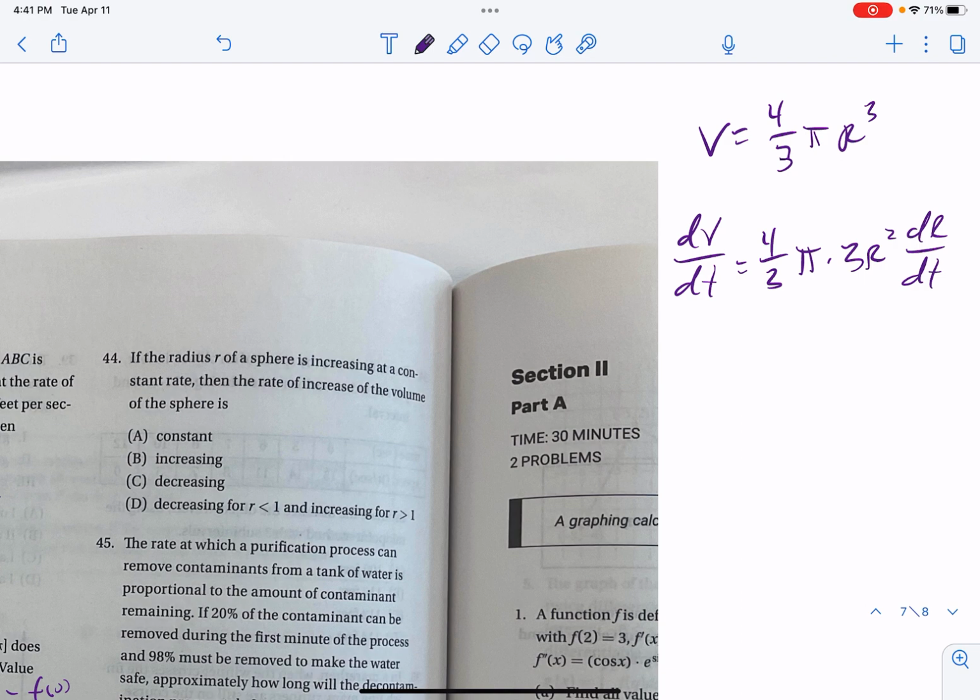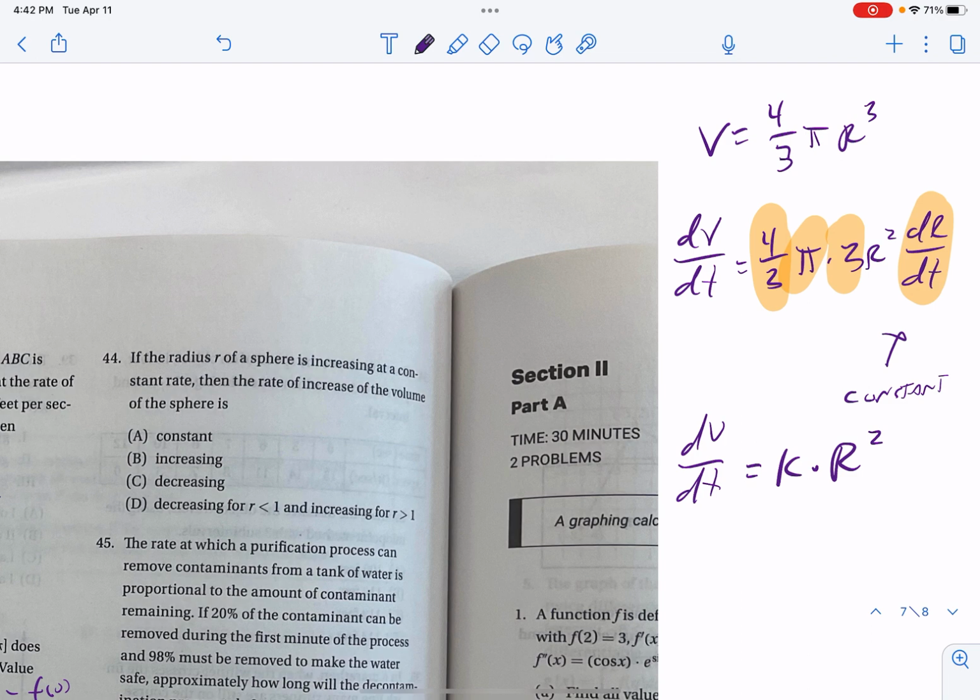so here's what we know. We know that this is a constant. So this, and what else is a constant? 4 thirds is a constant, pi is a constant, 3 is a constant. So under these circumstances, dV/dt would be some constant, if we group them all together, times r squared. So what does that mean about the rate of increase of the volume of the sphere?